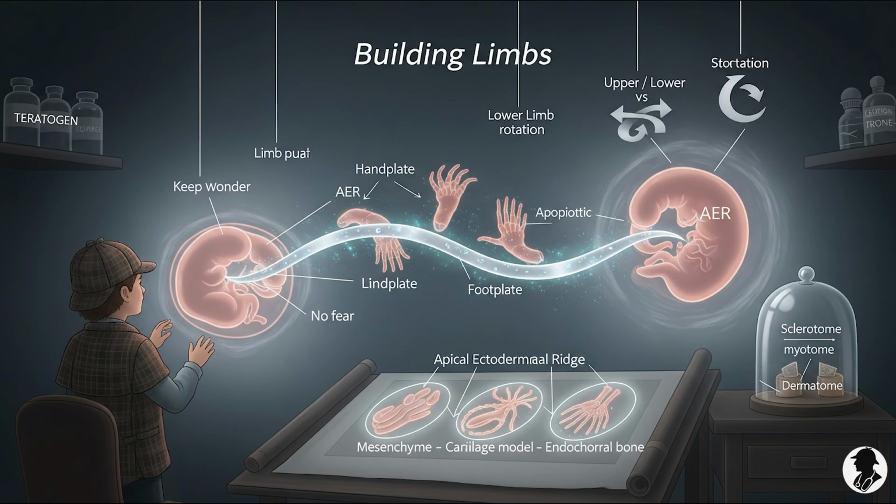Indeed. It's a fascinating process of refinement. By the end of week 6, the mesenchymal tissue in the hand plates begins to condense, forming distinct finger buds, also known as digital rays. Digital rays. Okay. Toe buds follow a week later, in week 7.